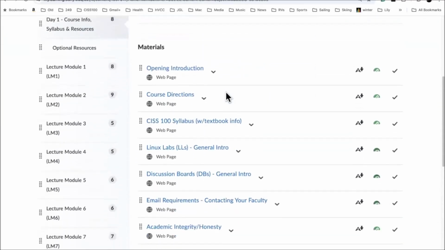Okay, so I covered the syllabus and I covered the course directions. I'm not going to just read this. It's a short blurb on the Linux labs, just a general introduction. Please read this. Short introduction on the discussion boards. I kind of covered this, but please read it. Email requirements.